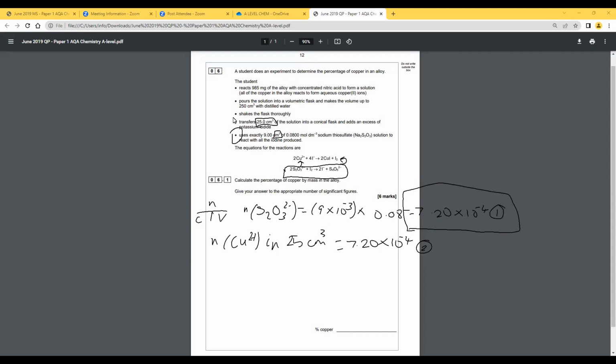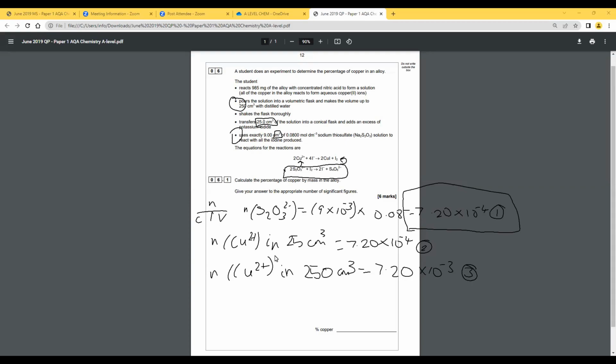But when we look back, we're going to ignore this 3rd bullet point. When we look back, this 25 centimeters cubed is taken from this 250 centimeters cubed of solution. Therefore, the moles of copper 2 plus in 250 centimeters cubed is going to be different, and it's just going to be 10 times more. 250 is 10 times more than 25. So that would just be 7.20 times 10 to the minus 3. That is our 3rd mark.